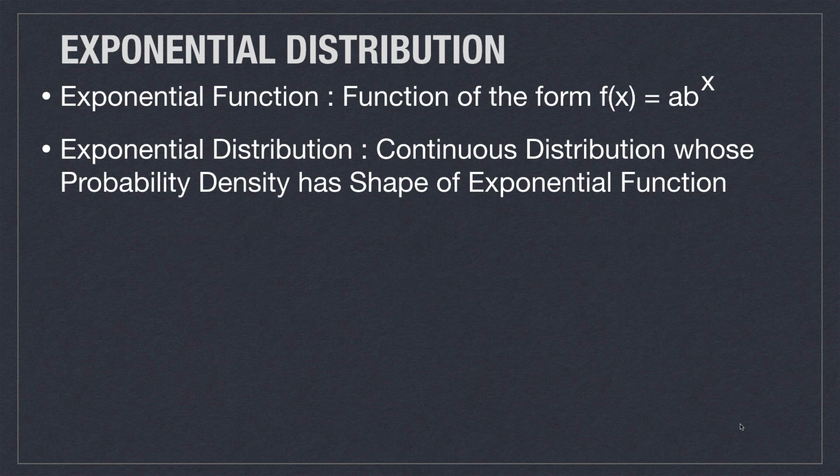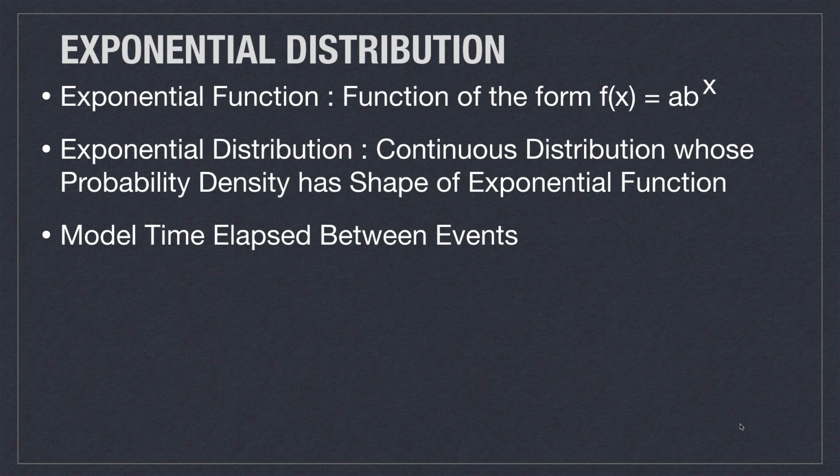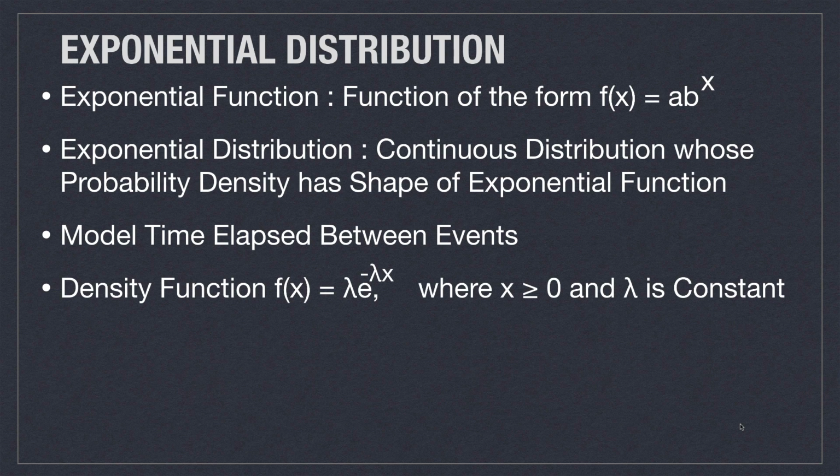An exponential distribution is going to be used for a continuous distribution, like we just saw previously in our last example, whose probability density has the shape of an exponential function. And this type of distribution is very often going to be used to model the time elapsed between events. Now, a density function of the form f(x) = lambda e to the power of negative lambda times x, where x is greater than or equal to 0, and lambda is a constant, is going to be representative of this density function. And lambda in this situation is going to be called the parameter of the exponential distribution.